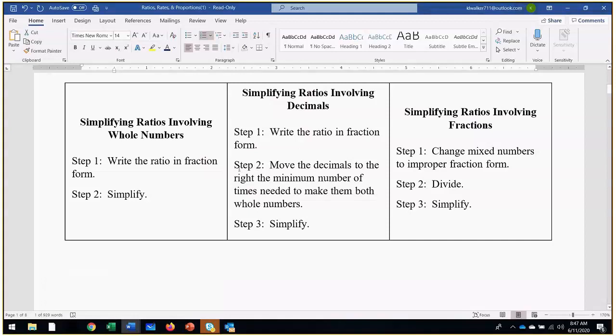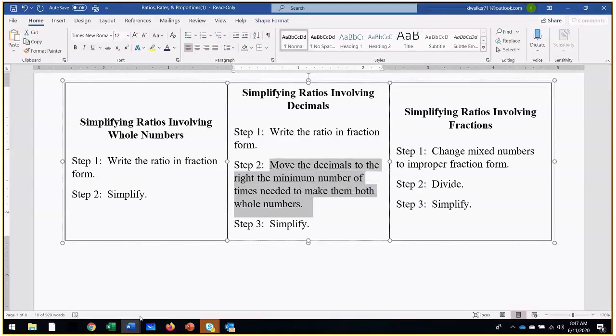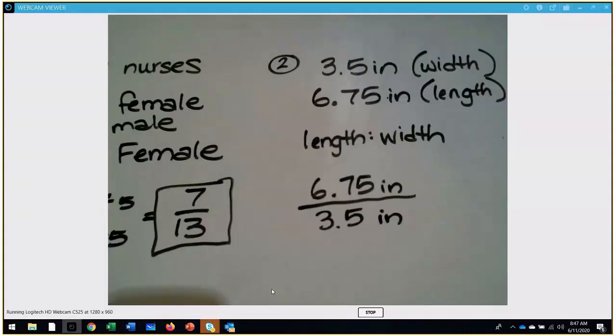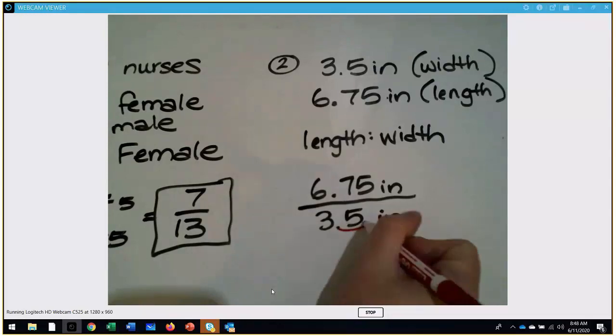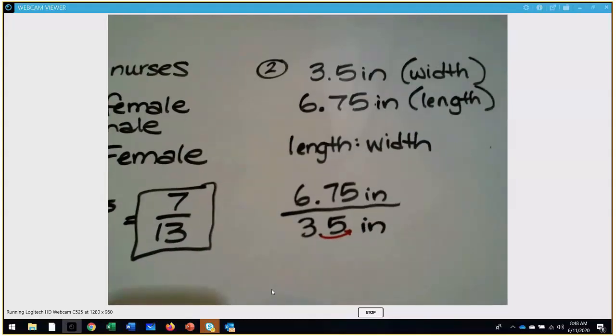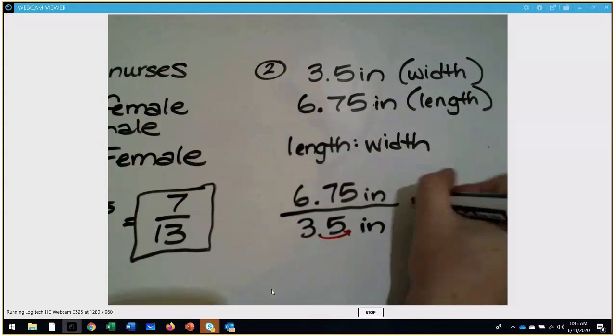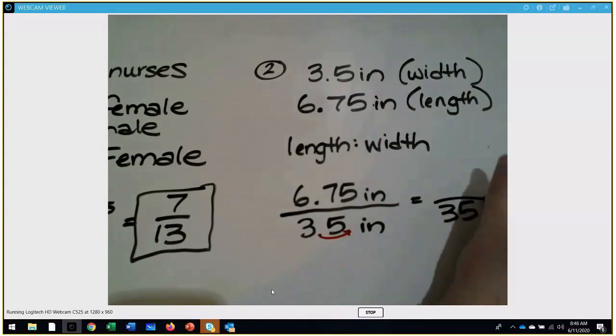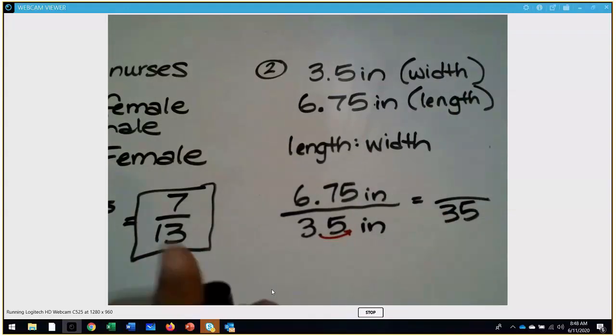Step 2, move the decimals to the right the minimum number of times needed to make them both whole numbers. So let me show you what that means. If I look at these 2 decimals, I need to move my decimal over to the right, it tells me. So if I move it once at the bottom, I'm just starting at the bottom just to make a point here. If I move it once in the bottom and put it after the 5, that's now 35. And there's no more decimal, so that one is good.